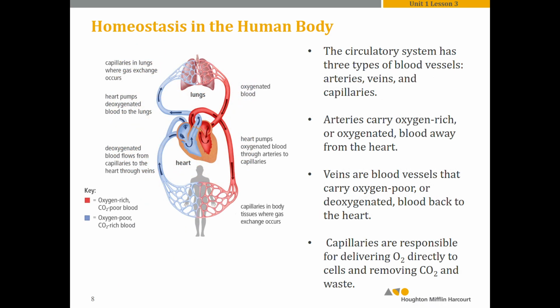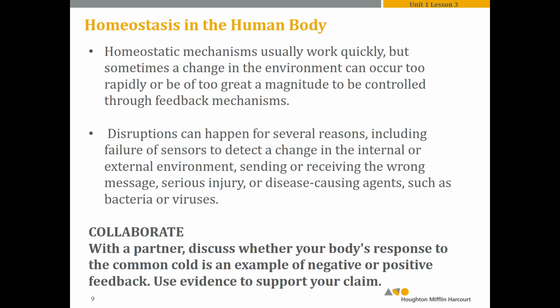The circulatory system has three types of blood vessels, as shown in the picture: arteries, veins, and capillaries. Arteries are responsible for carrying the oxygen-rich, or oxygenated, blood away from the heart. Veins carry the oxygen-poor, or deoxygenated, blood back to the heart, which will be sent to the lungs for oxygenation. Capillaries are responsible for delivering oxygen directly to the cells, and they remove carbon dioxide.